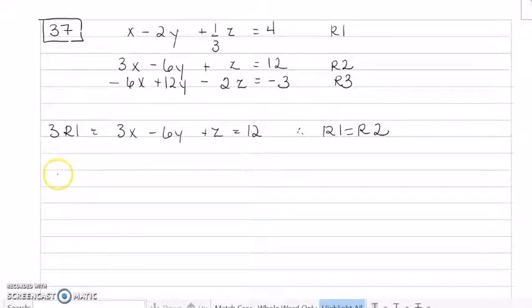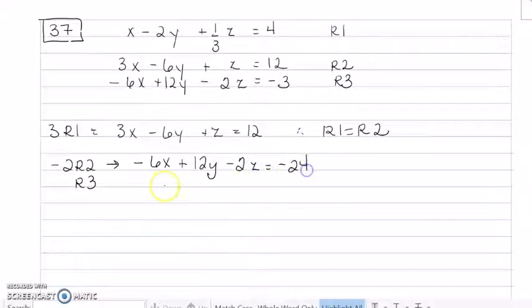And then if we look at combining rows 2 and 3 now, I'm going to take negative 2 times row 2 and add that to row 3. So that's going to give me negative 6x plus 12y minus 2z equals negative 24. And for this final row, I can see here that x, y, and z would be eliminated. Now, are they the same? If they are, this equation will be equal. If they're parallel, then you'll have something like 0 equals a number.